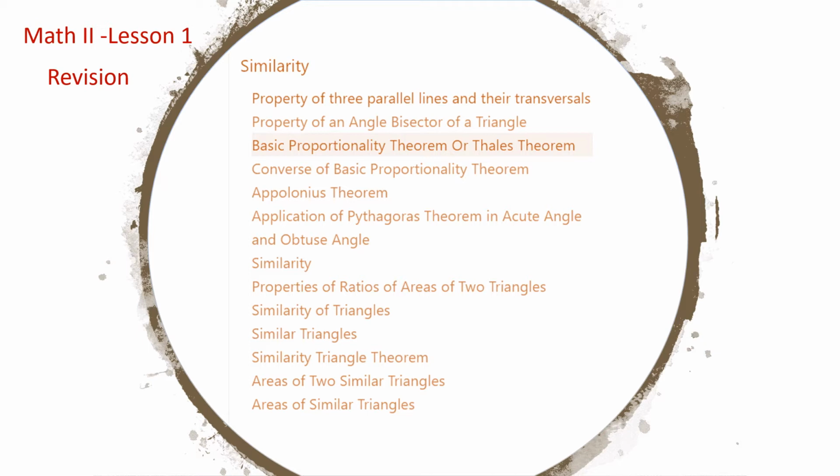Apollonius theorem, application of Pythagoras theorem in acute angle and obtuse angle, then similarity, the name of the chapter itself, properties of ratios of areas of two triangles, similarity of triangles, similar triangles, similarity triangle theorem, area of two similar triangles, areas of similar triangles. All these things which we studied in this chapter, I am going to make a quick revision and give you a few examples which I have taken from previous question papers.